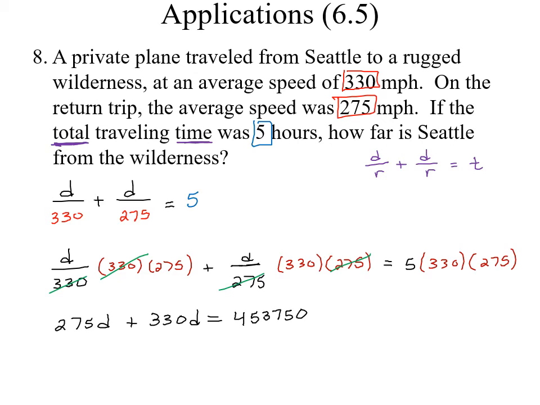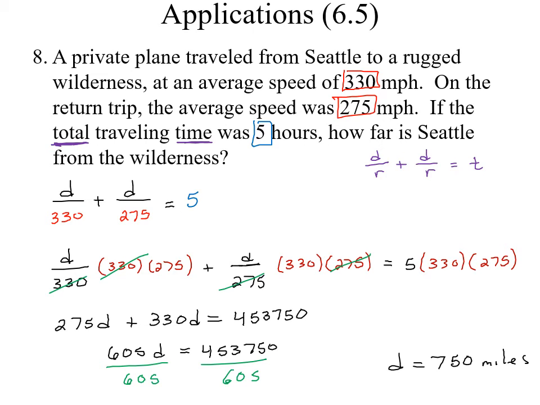The 275 and the 330 added together give me 605. So I have 605 times d equals 453,750. And then just divide by 605 on both sides. And I'll figure out that the distance was, pause for a moment while I go back to the calculator, 453,750 divided by 605 equals 750 miles. It is 750 miles from Seattle out to wherever that wilderness is.